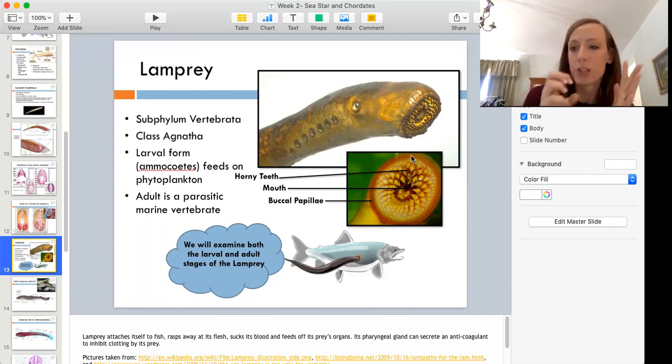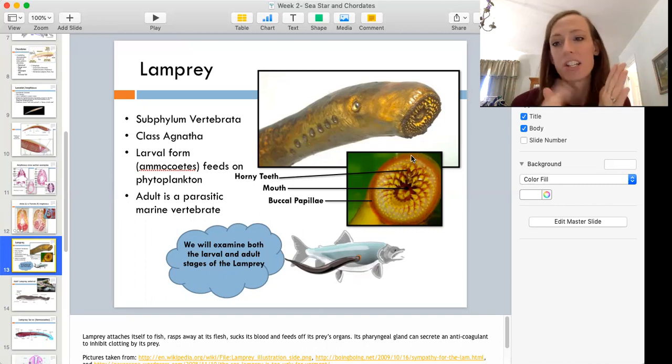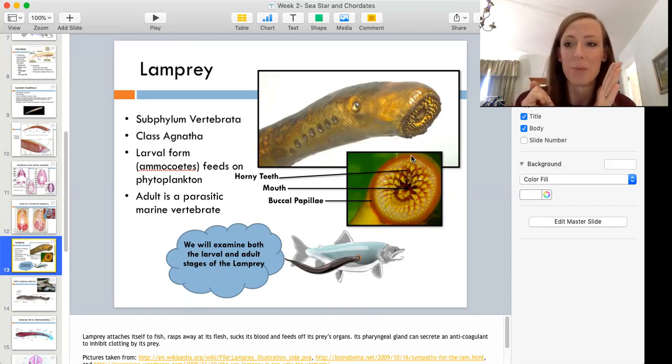The teeth will really grasp in there on the prey and allow the lamprey to really stick on there. And then it has a raspy tongue, which allows it to scrape away at the flesh of the fish. And a pharyngeal gland, which secretes an anticoagulant. This keeps the prey from clotting so that the lamprey can continue to feed on its prey. So to me, that's just really kind of grossly interesting. But this obviously is the way that these organisms eat.